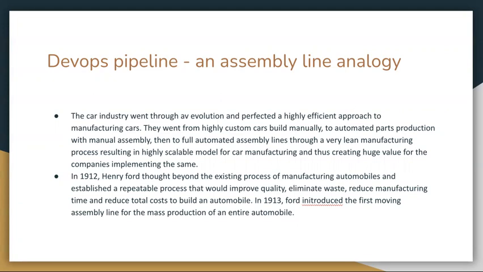Now, in 1912, Henry Ford from the USA was the first one to introduce the process of manufacturing automobiles by making it a repeatable process that would improve the quality, eliminate the waste, reduce the manufacturing time, and reduce the total cost to build an automobile. And this led to a significant move ahead in time. By 1913, Ford introduced the first moving assembly line for the mass production of the entire automobile.